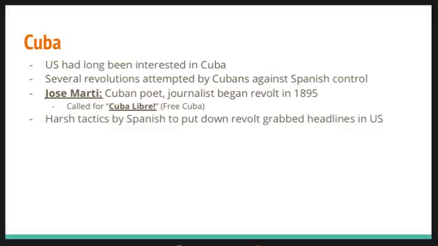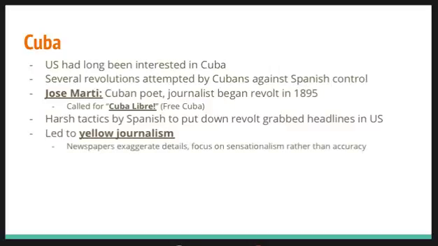Now, the Spanish did not do themselves any favors in this revolution by using harsh tactics to put down the revolt. And this grabbed a lot of attention from outside of Cuba, particularly from the United States. And this led to something known as yellow journalism. Newspapers of the day would exaggerate details and focus on sensationalizing a story rather than on making sure the story is accurate. They did this because they could sell more copies of their paper if they exaggerated details and had attention-grabbing headlines and pictures.